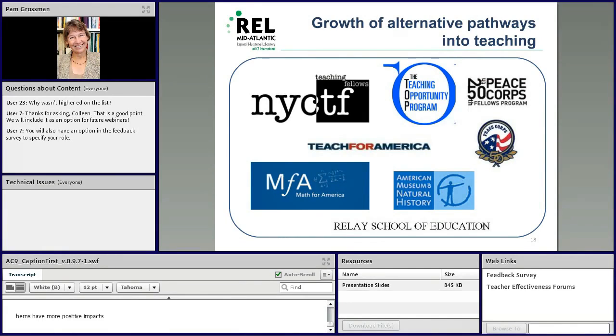So one of the things that's really changed over the last 20 years in the landscape of teacher education is the growth of alternative pathways into teaching. So this slide just shows you a range of the various programs, and it's only a subset of the alternative pathways that are available right now for teaching in New York City schools.